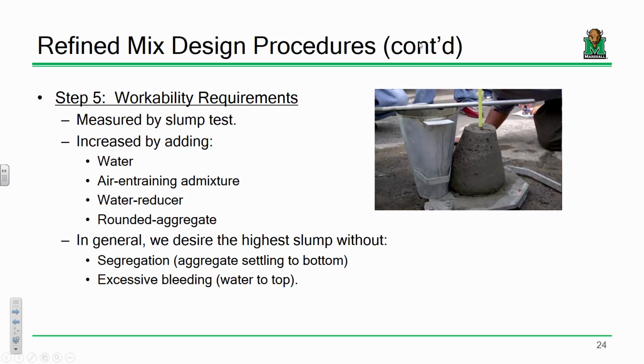Step 5, workability. I think I've mentioned this already, but everybody in here has heard of a slump test before, right? So a slump test is essentially a generalized measure for determining workability.